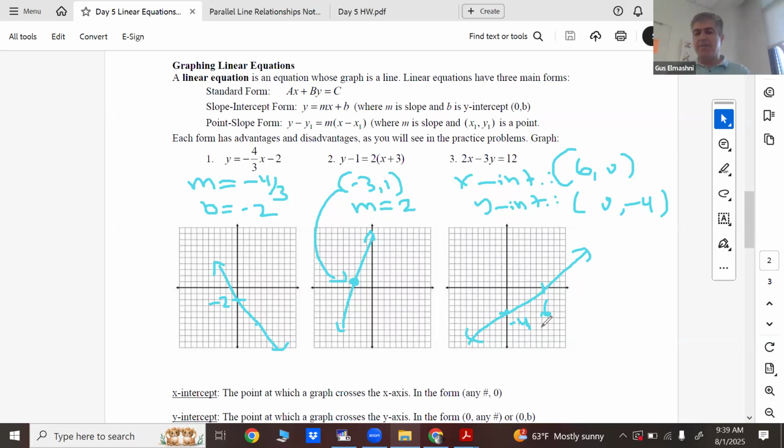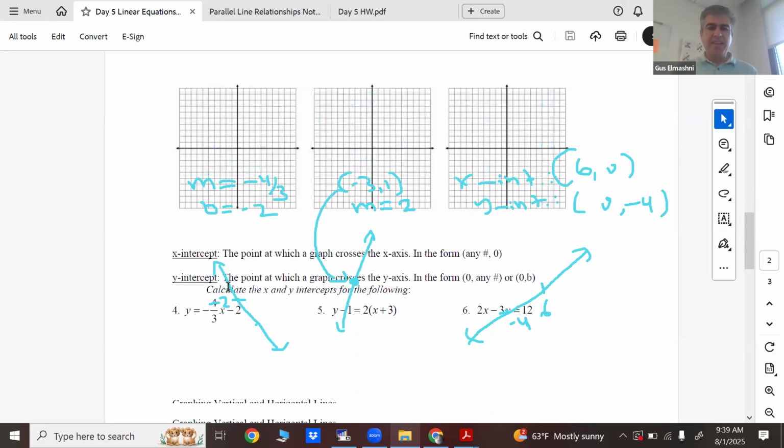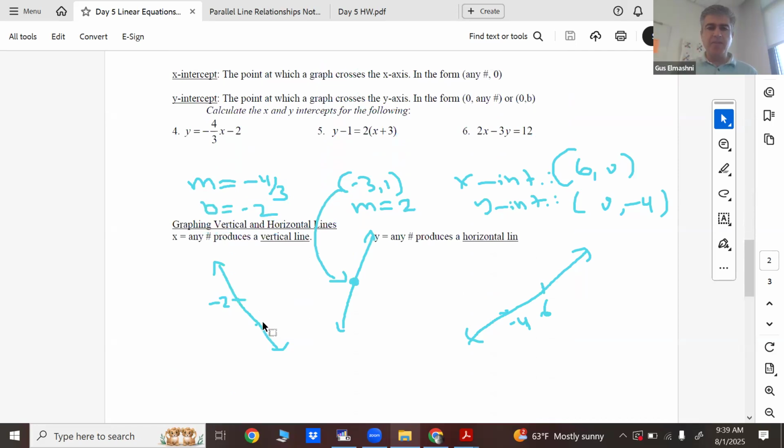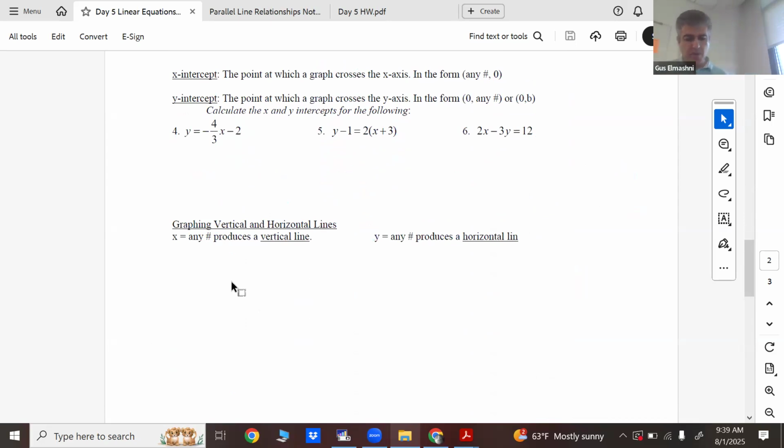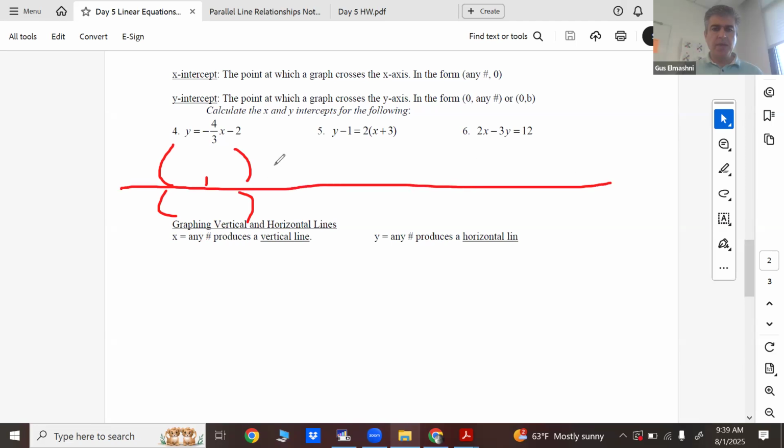To keep doing tables, it just doesn't make sense. So it's better to be efficient, right? We don't want to keep doing tables over and over again because it just takes too long. All right. So let's find the intercepts here. And then we'll talk about graphing vertical and horizontal lines. I'm gonna make a little table here. Actually, we kind of already did this.